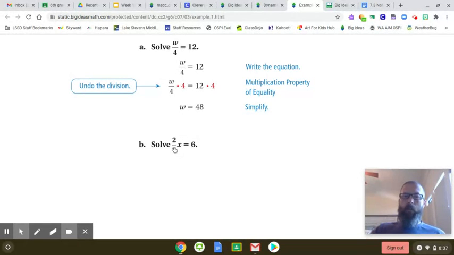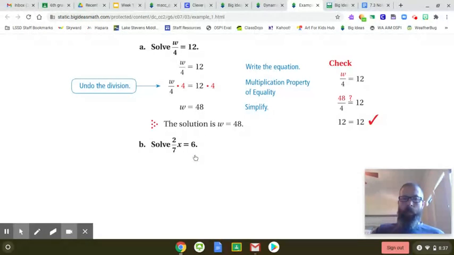Okay, this one gets a little bit more tricky. So this is 2/7 times x equals 6. And now, what's the inverse of multiplication? It would be division. Sorry, this was doing the check answer thing. You can plug in your answer up here to see if it's correct. Is 48 divided by 4 equal 12? Yes, it does. So here we have 2/7 x equals 6.